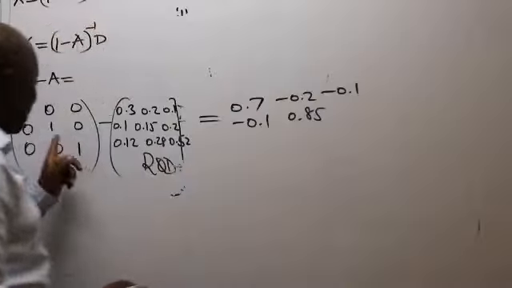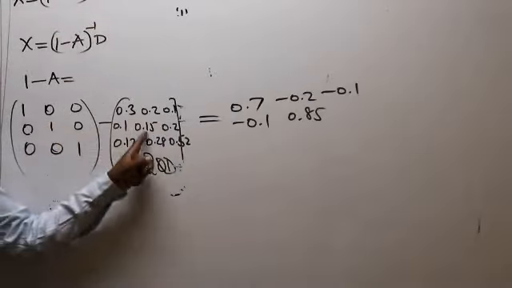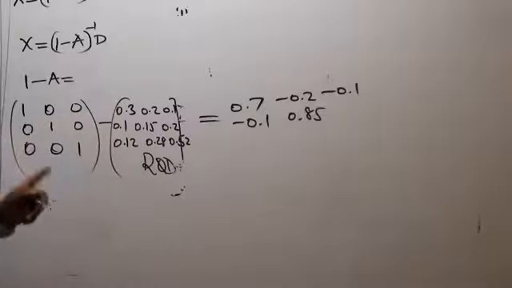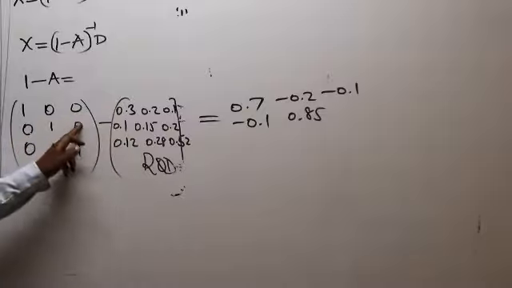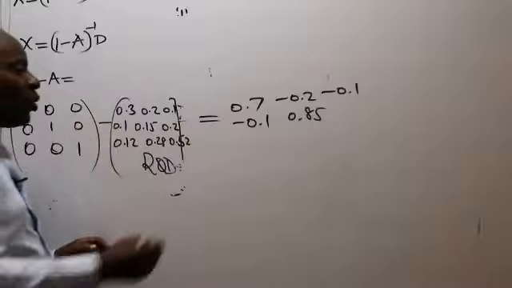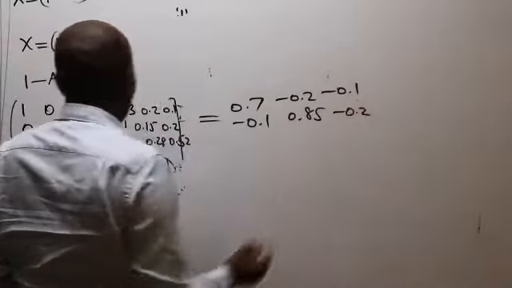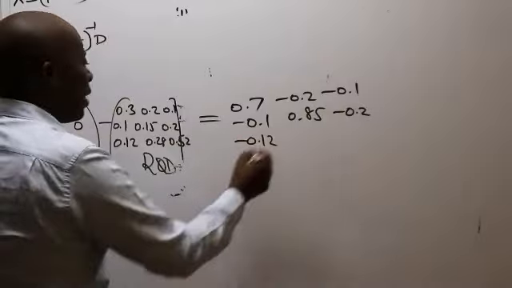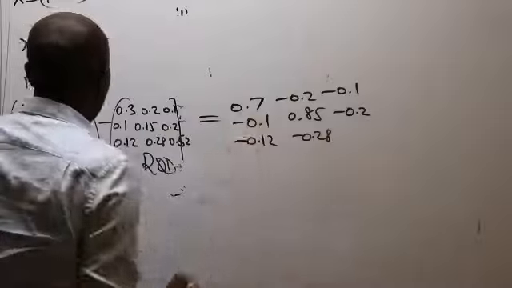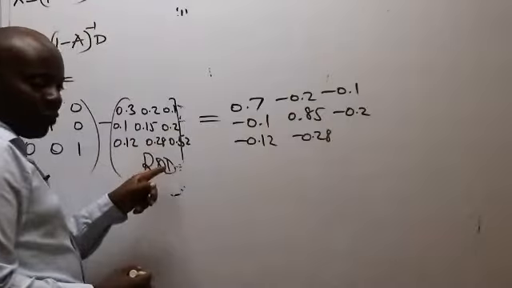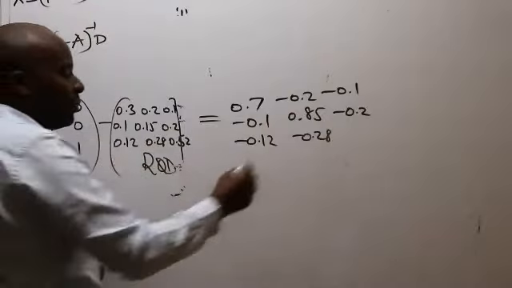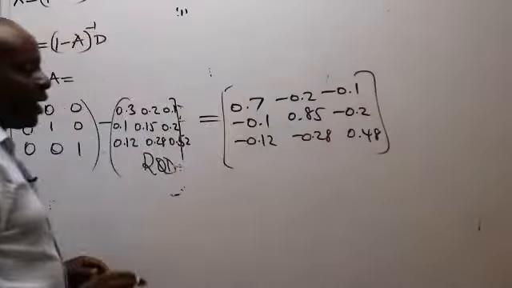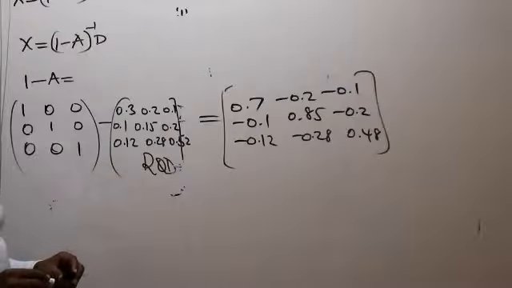Let me move slowly here. Remember, it is the second one here and the second one here. So I'm subtracting 0.15 from 1, which will give me 0.85. The third element here will be 0 minus 0.2, which gives me minus 0.2. And then we come here, we have minus 0.12, we have minus 0.28, and the last one will be 1 minus 0.52, which gives me 0.48.